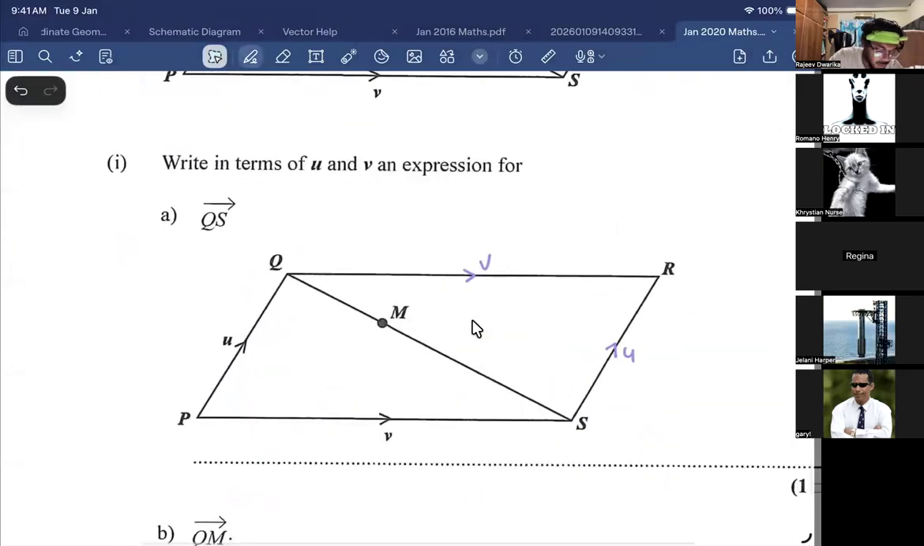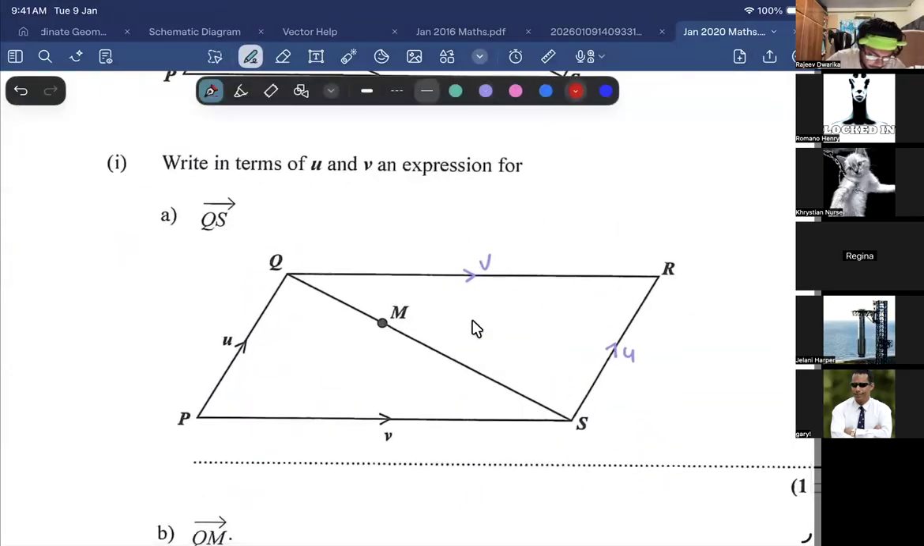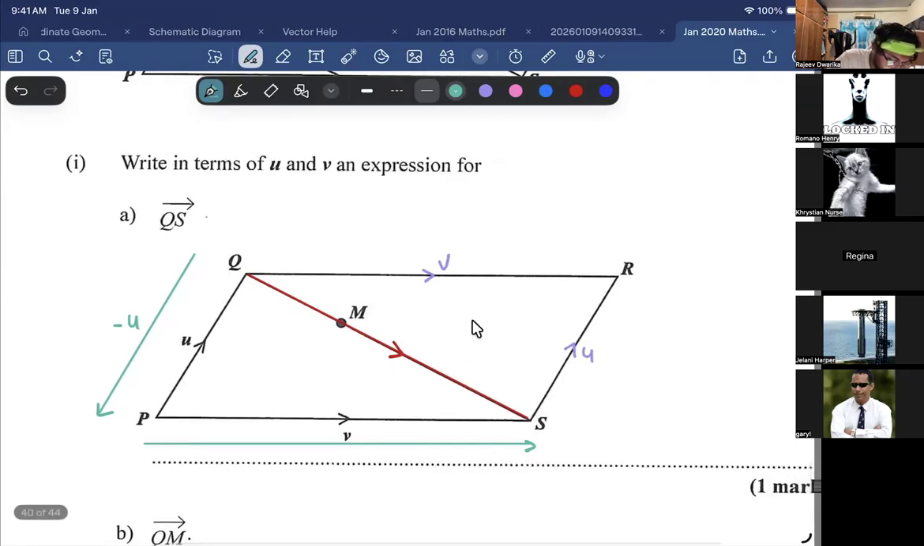So Gary, in your first question, we want to go from where to where? Q to S. That would be this red line over here, yeah? Yes, sir. How could I go from Q to S? You could go Q to P, then P to S. If I'm going from Q to P, am I going in the same direction as you or the opposite direction? Opposite, so it will be negative U plus V. Perfect. So Q to S is Q to P plus P to S, which is negative U plus V. We good?